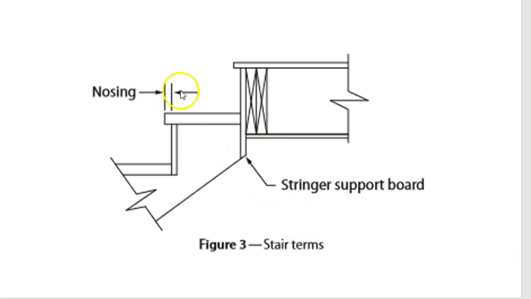Here we get into the nosing. There's the nosing right there. In this picture, they show a stringer support board, often used to, basically you would fasten this way into the stringer. There'd be several stringers along that line, as you'll see as we move forward. And then you would fasten into the framing members there. Often this is a piece of plywood, something like that.